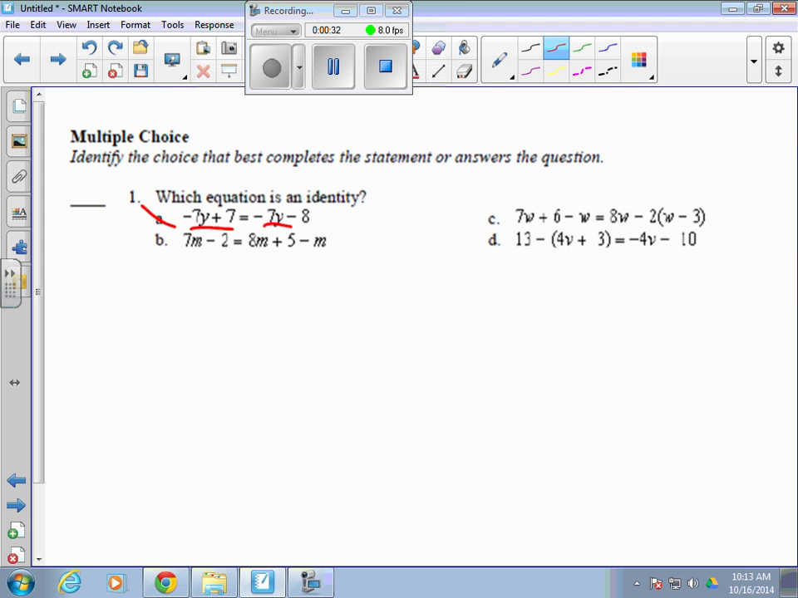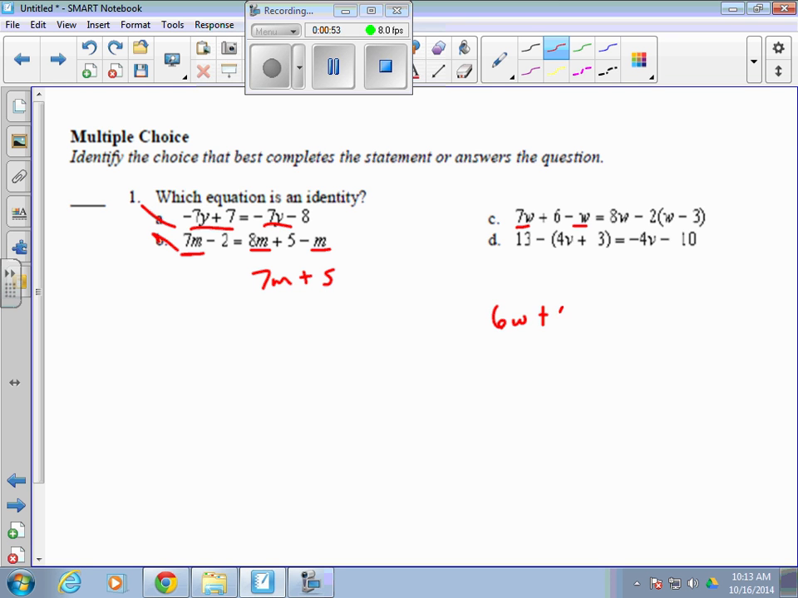7m minus 2 is on the left of B. 8m, when you combine that with negative m, you get 7m plus 5. So again, there's 7m on both sides. But one of them says minus 2, the other one says plus 5. B doesn't work either. When we combine for C, 7w minus w is going to be 6w.